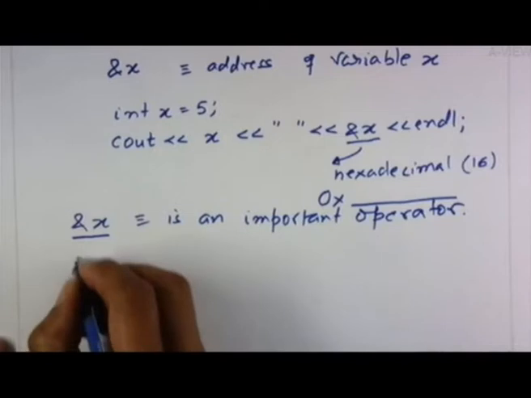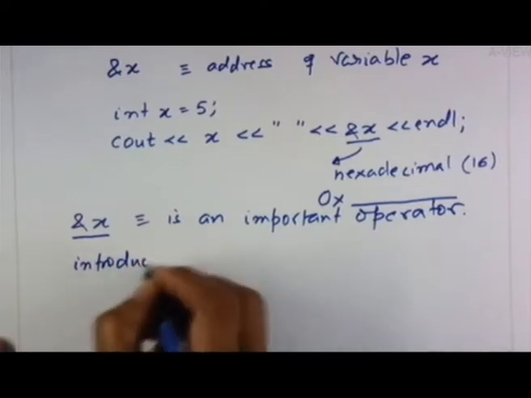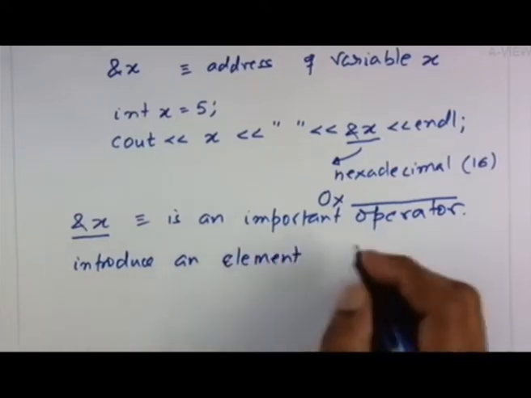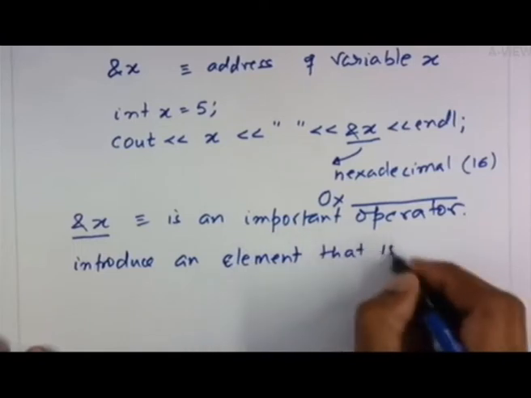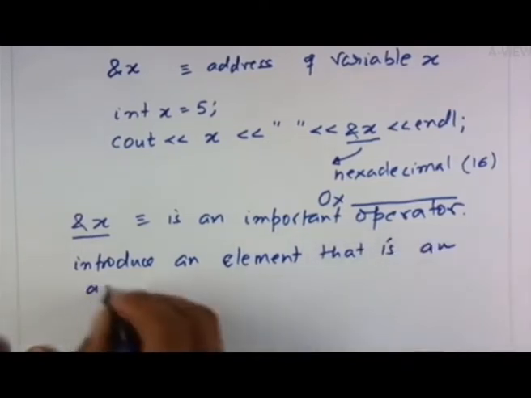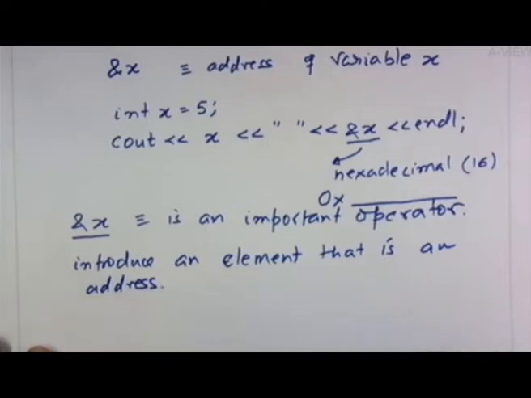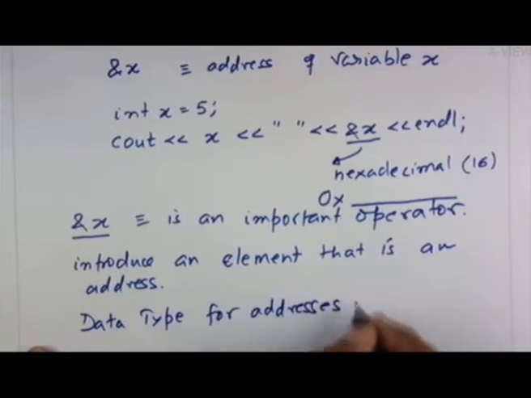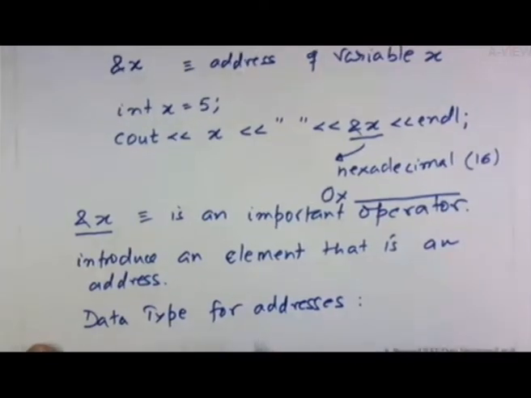How do I introduce an element which is an address? The language people will say, how do you create a data type for addresses? I want to only play with addresses. So if you want to create an address-like data type, this is how the language allows you: take any type T, put a star and give some name, ABC, whatever you want.